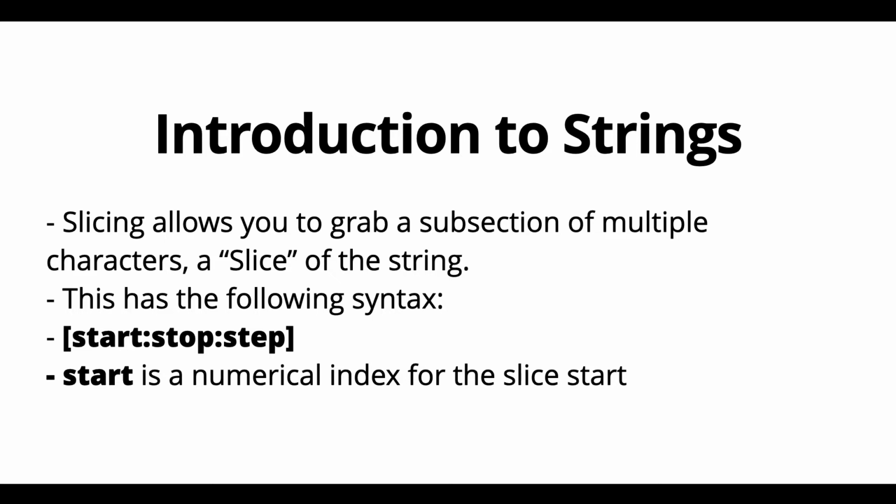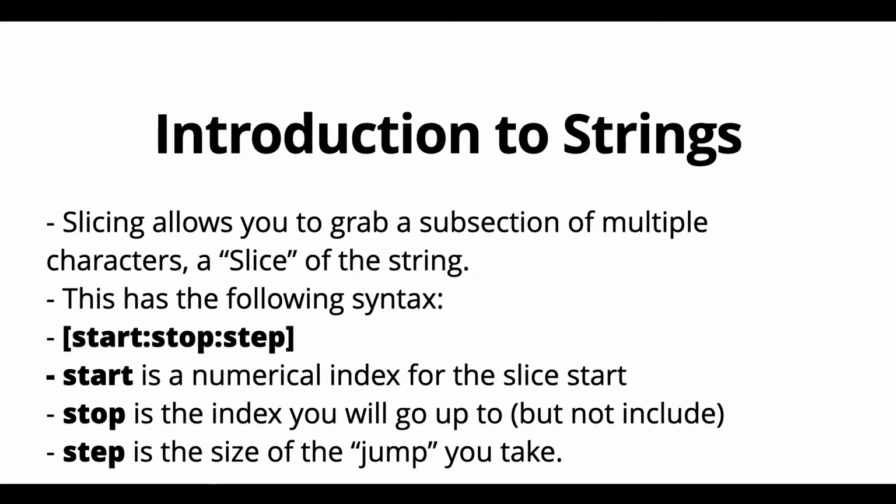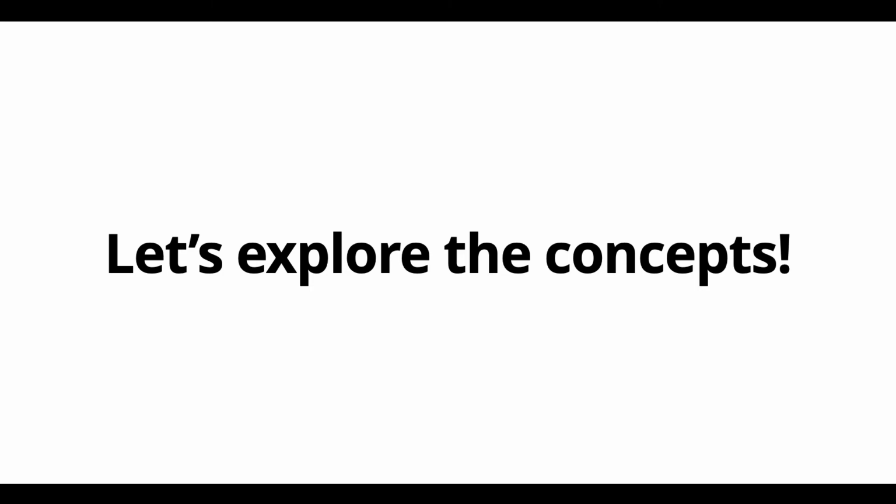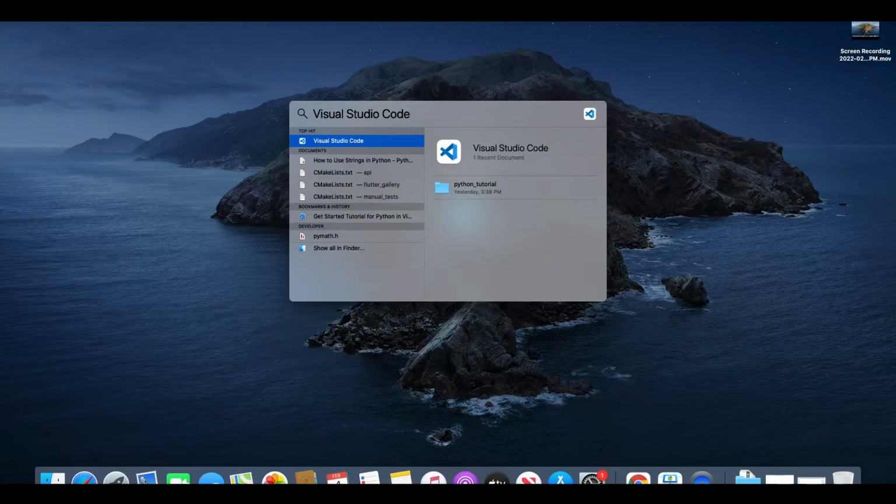Start is the numerical index of the slice start. Stop is the index you will go up to but not include. That's an important note there, and we're going to really focus on that in the examples we'll see in just a bit. And then step is the size of the jump you take from start to stop. Let's explore all those concepts. They are going to make a lot more sense when we actually see the code examples. Let's jump over to Visual Studio Code.